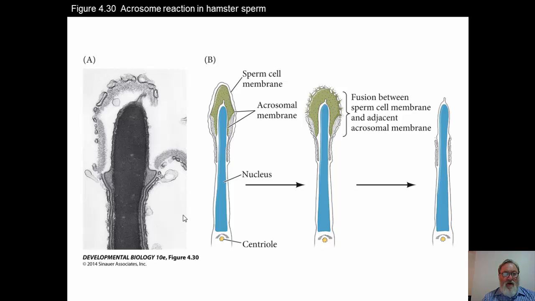Initially, in this transmission electron micrograph A, you can see that the acrosome membrane and cell membranes of the sperm are breaking down, and if you look at that diagrammatically, you can see that the sperm cell membrane breaks down into globular units so that it exposes the acrosomal projection, and that acrosomal projection then can penetrate into the membrane of the egg and will allow fusion of the sperm membrane with the egg membrane.